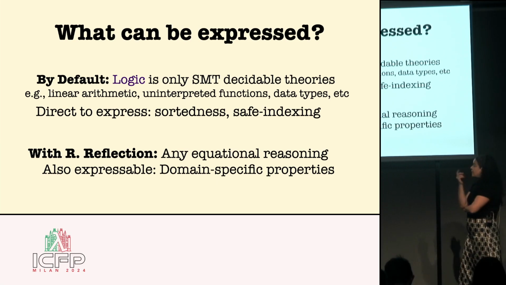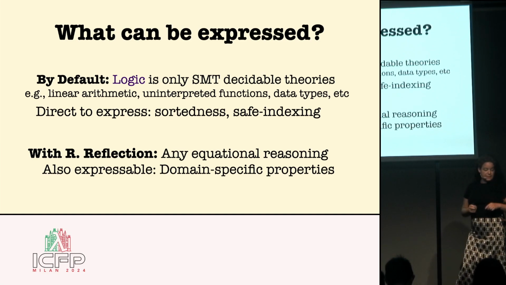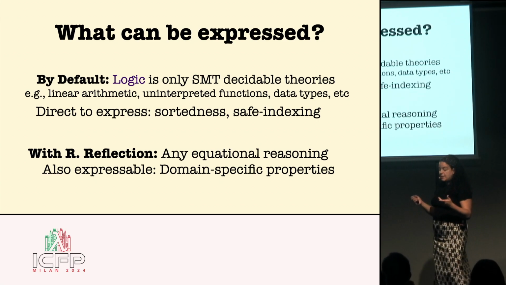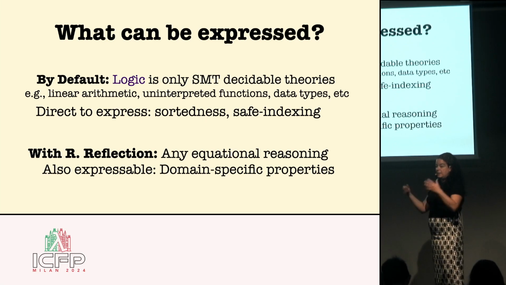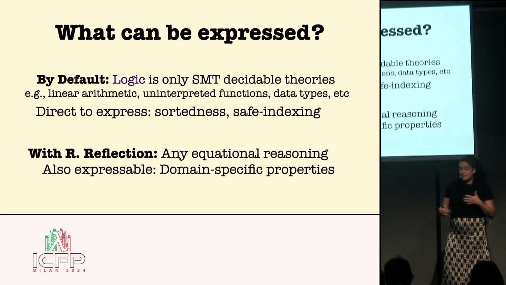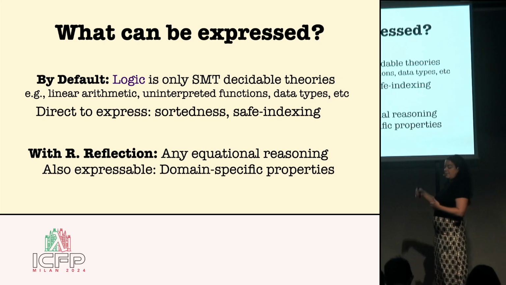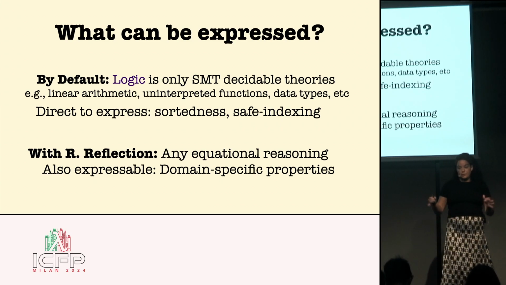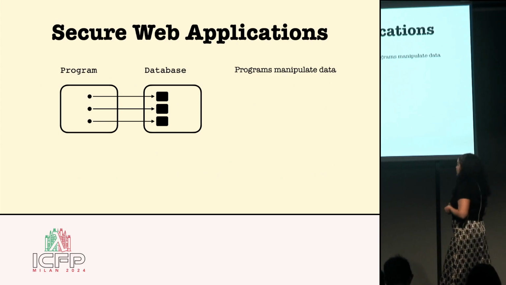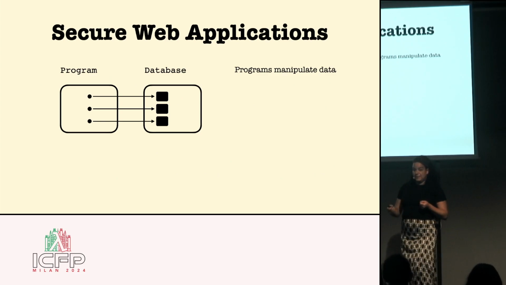And then if you use refinement reflection, I saw this example, you can do equational reasoning. Refinement reflection tells you that you can use any data definitions and any terminating functions in your logic, which means that you are able to express and verify many domain-specific properties, but you are on your own. You have to prove your stuff yourself.